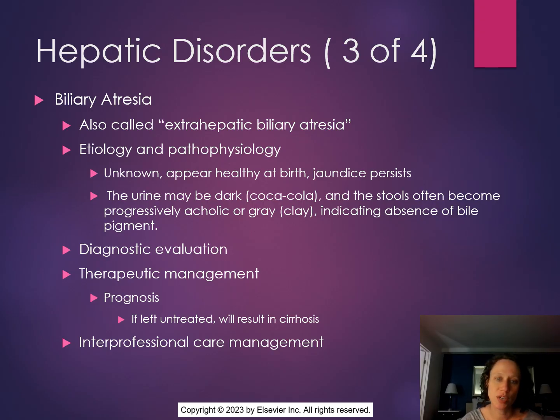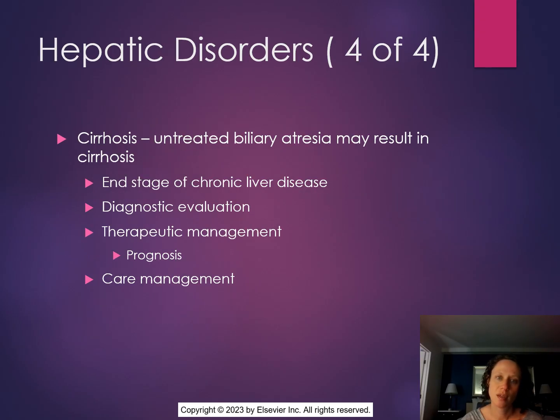And so if it's untreated, it can result in cirrhosis. You'll learn more about liver cirrhosis in term 4, but biliary atresia can turn into liver cirrhosis. So it's just good to always know the signs and symptoms of somebody who is having hepatotoxicity, hepatitis, inflammation of their liver, issues with their liver: the Coca-Cola colored urine, the gray or clay colored stools, the jaundice, the nausea, that kind of stuff. Okay.